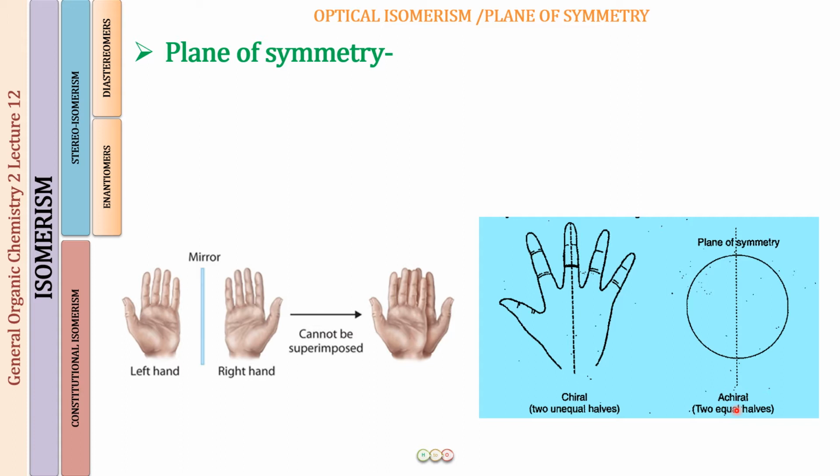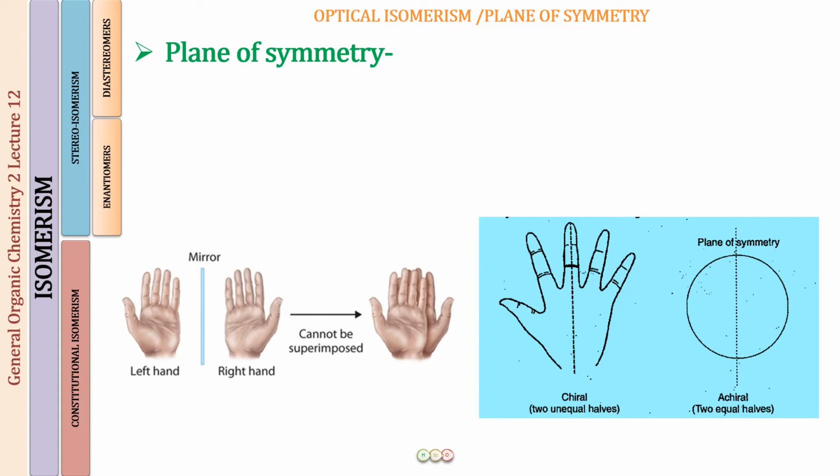And if we look at the hand, again we have taken the mirror and bisected our hand into two halves, but the two halves are not the mirror image of each other, they are unequal. So such objects which cannot be bisected into two equal halves which are mirror images of each other are called chiral objects.